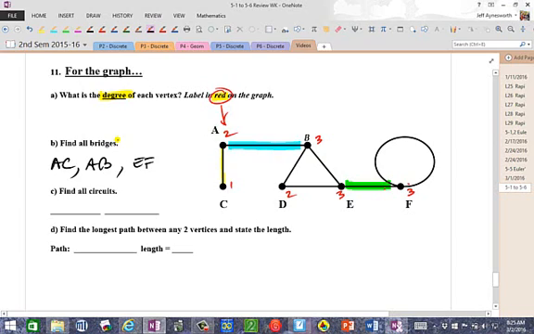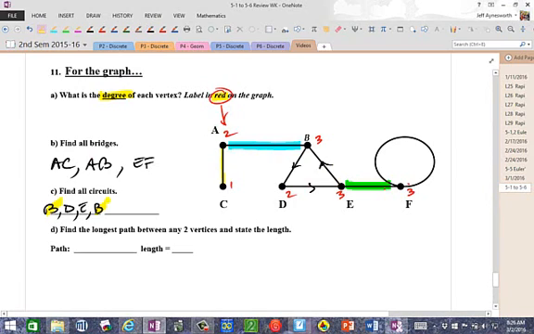Okay, and let's see here. Find all circuits. Oh boy. So let me see a circuit. B to D to E to B here. Sorry about that. So we have a circuit from B back to B. B to D to E back to B. Notice that we start and stop at the same point. That's one possible circuit right there.